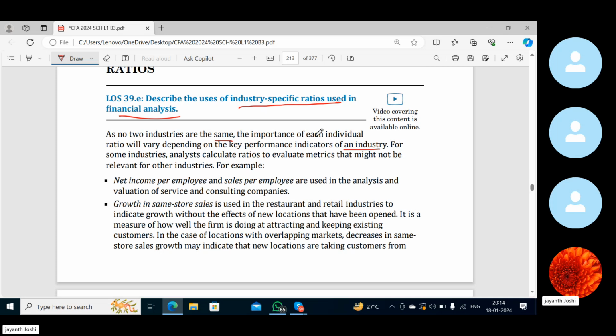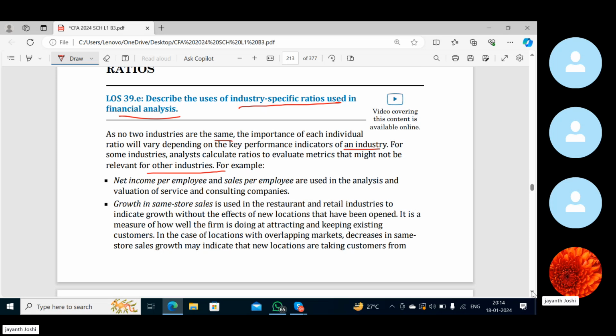How come? See, if you see certain sectors like DMart, which is into retail business, they don't give credit to anyone. So you may see some of the ratios like receivable turnover ratio or the liquidity ratios may differ from other sectors, right? Because DMart doesn't give any kind of credit to any customers. But in other businesses, let's say some manufacturing company, there they have to give goods on credit. So things may differ, right? So for some industries, analysts calculate ratios to evaluate metrics that might not be relevant for other industries.